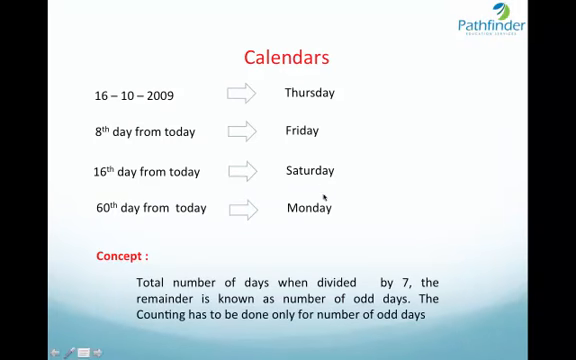So what does it mean? The total number of days when divided by 7, the remainder is known as the number of odd days. In questions on calendars, the counting has to be done only for calculating the number of odd days. If you know the number of odd days, everything else is simple.